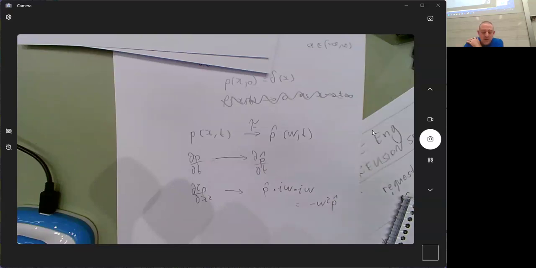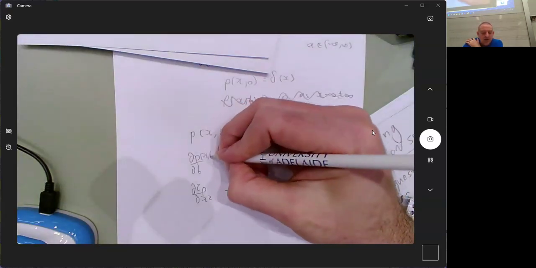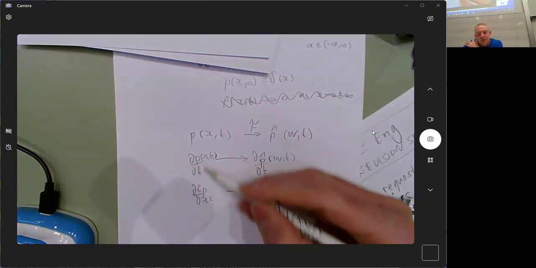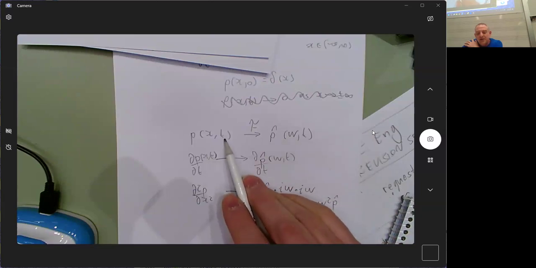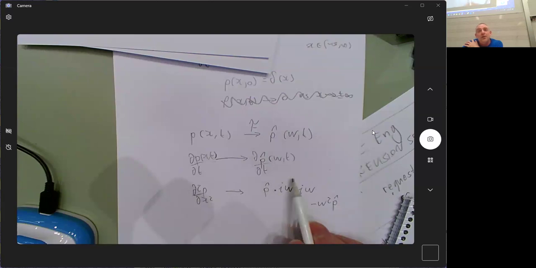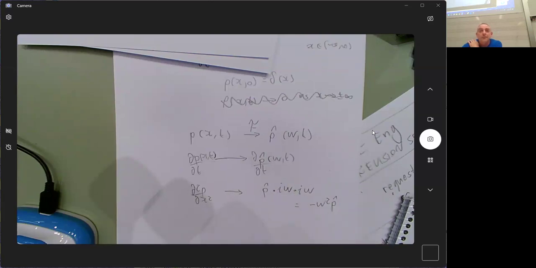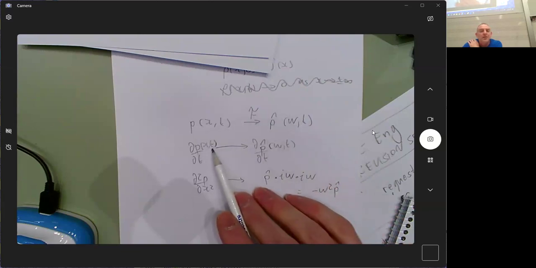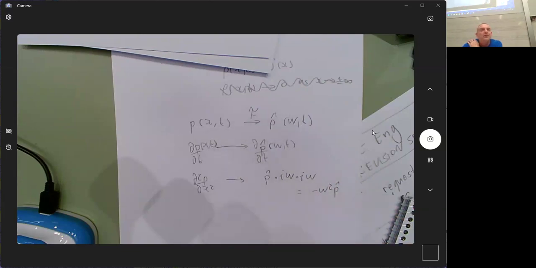Yep. Why is it the same? Well, technically this has got an xt in it, and this will become a wt. But because this is differentiating with respect to t, and the t isn't being changed in this process, the derivative with respect to t won't change either. That's why. This process only changes the x's to w's. And so because the t is still a t, the derivative with respect to t will still be a derivative with respect to t.